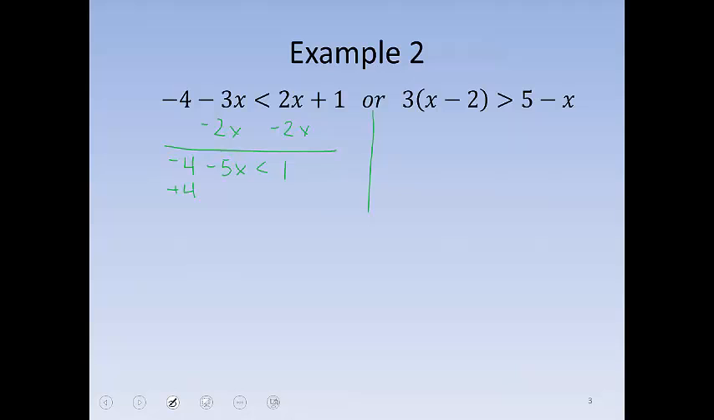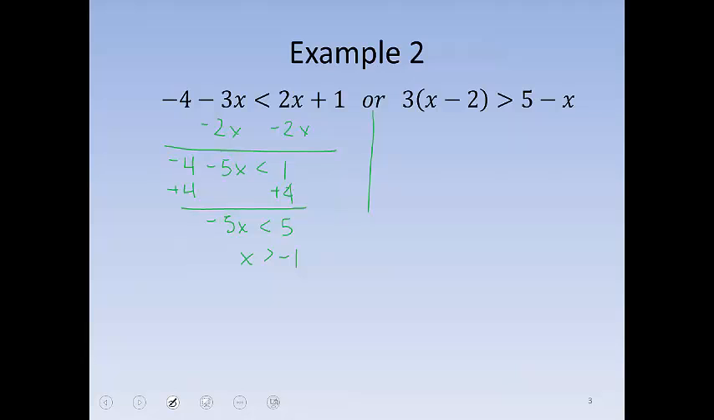I'm going to add this 4 to the other side, and I have negative 5x is less than positive 5. When I divide by negative 5, I will also switch the symbol to a greater than. Let's work the other one.